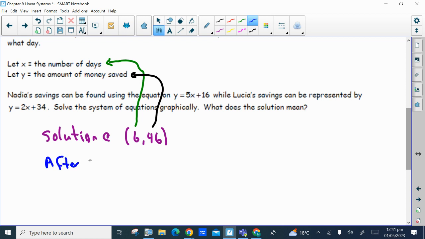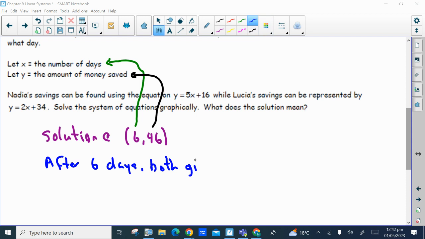After 6 days, both girls will have saved $46.